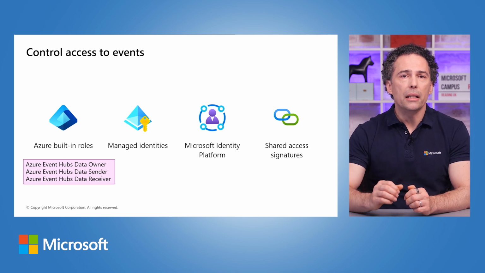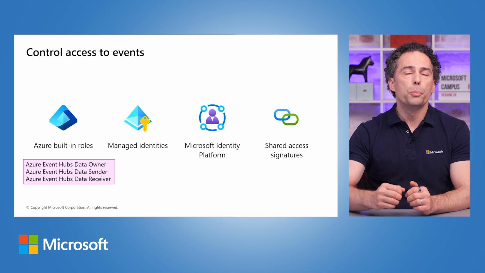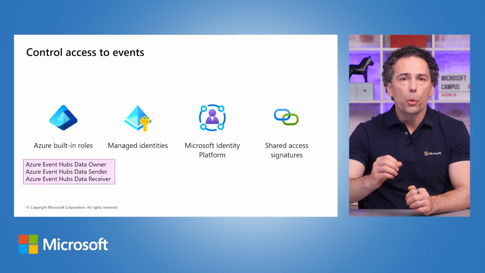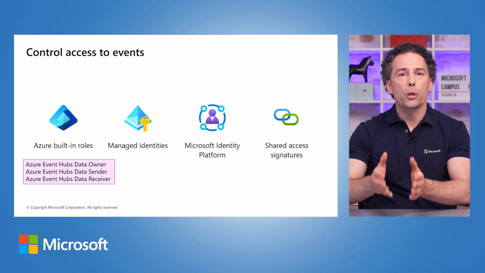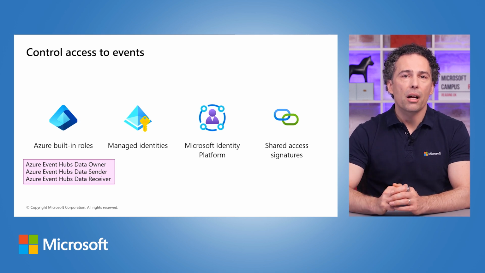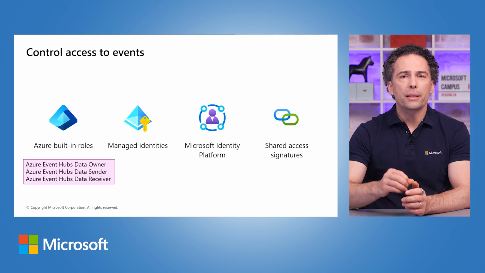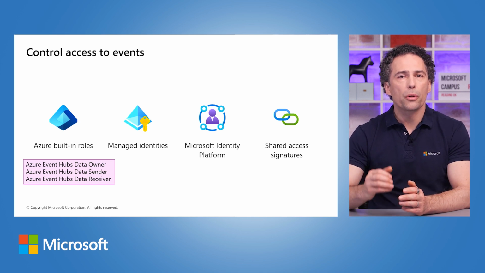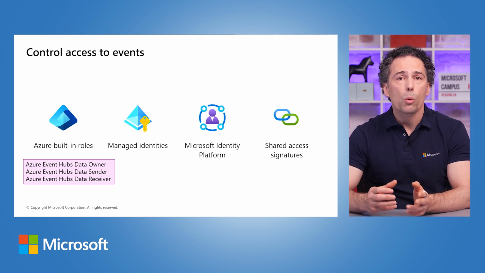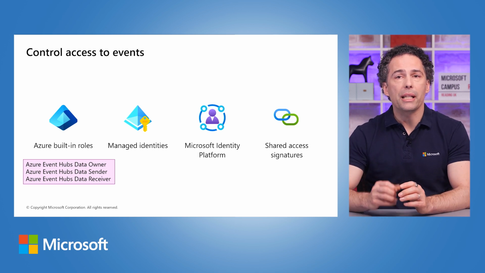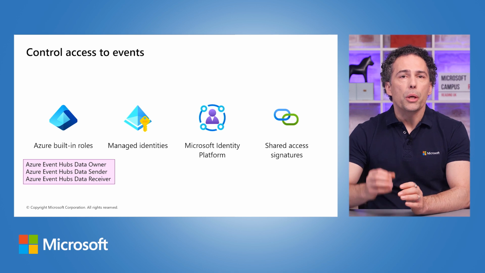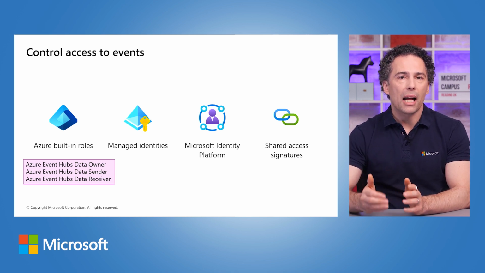Microsoft Entra ID authenticates the security principal and returns an OAuth 2.0 token. The token can be used to authorize a request to access an Event Hubs resource. In your code project, you can request an OAuth 2.0 access token from the Microsoft Identity Platform with the Microsoft Authentication Library, the MSAL.